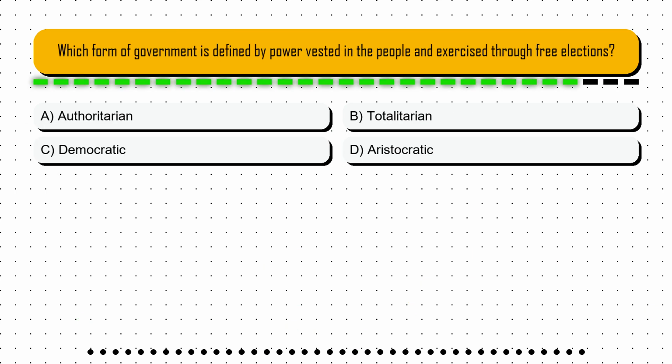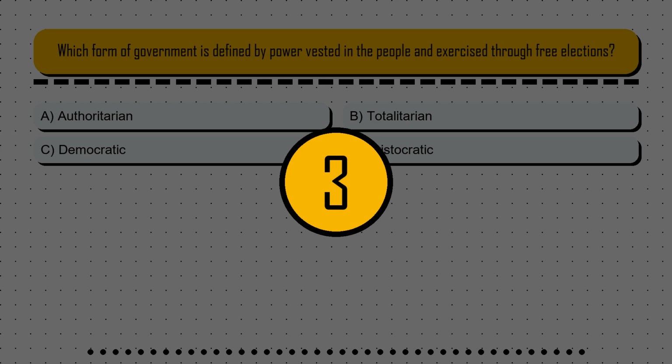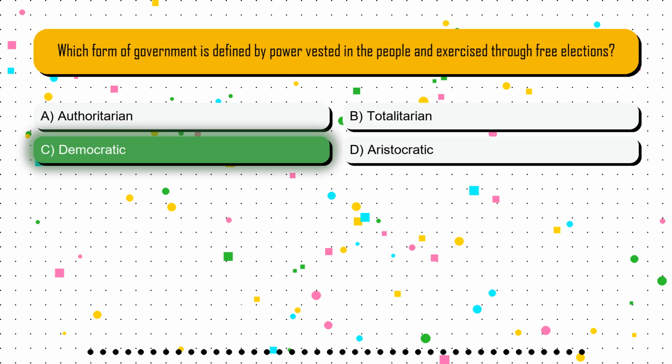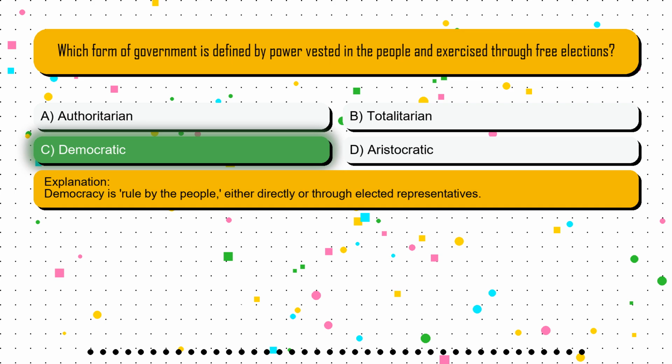Question 12. Which form of government is defined by power vested in the people and exercised through free elections? Option A. Authoritarian. Option B. Totalitarian. Option C. Democratic. Option D. Aristocratic. The correct answer is option C. Democratic. Democracy is ruled by the people, either directly or through elected representatives.